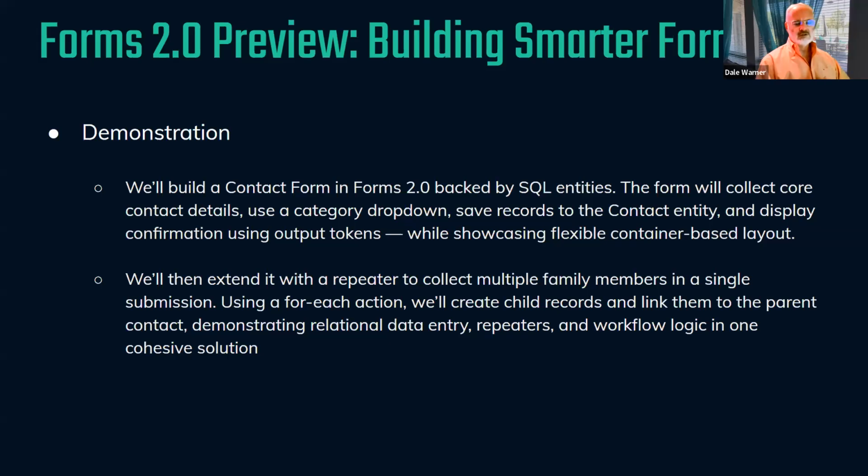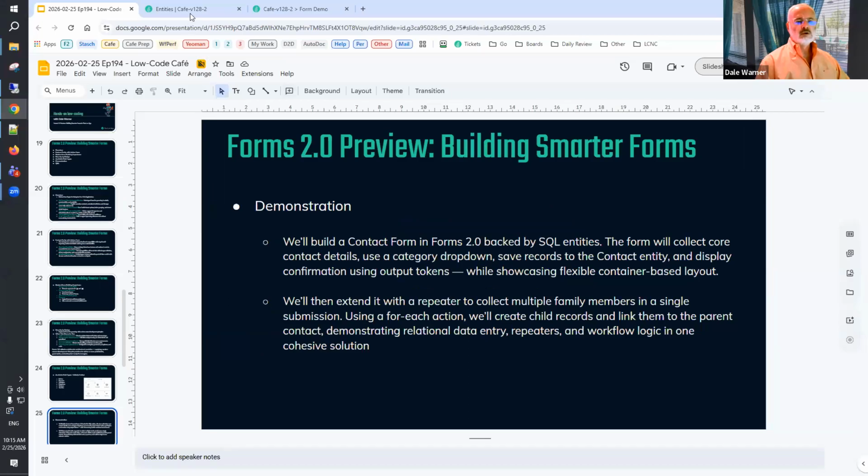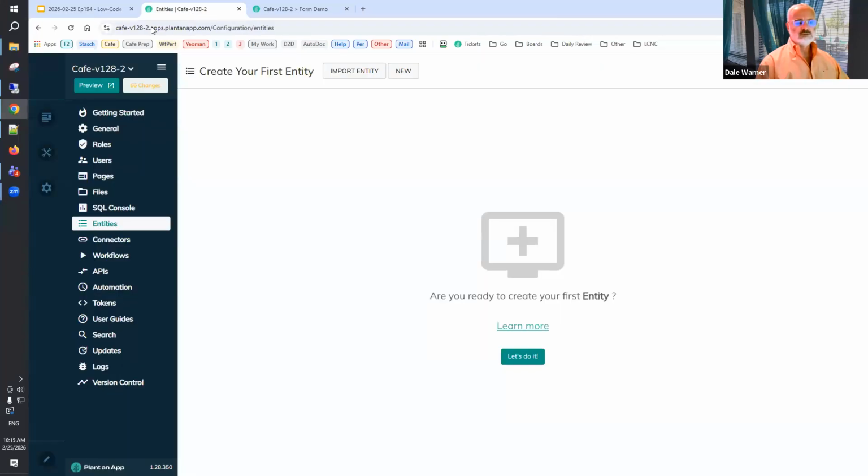Once we get that far where it's up and working and nicely laid out, we'll go on to collect multiple family members for one contact. And that's where we get into using the repeater control. And you'll see how we can use a for each action to work through the records that are being created. A repeater is going to create a list. And so if you're familiar with working with lists, you'll be able to iterate through that list and do something with it. So this is where we're going, and so let's do it.